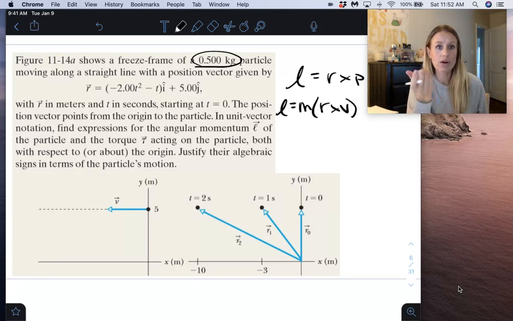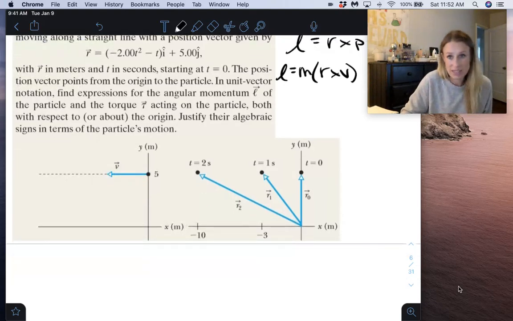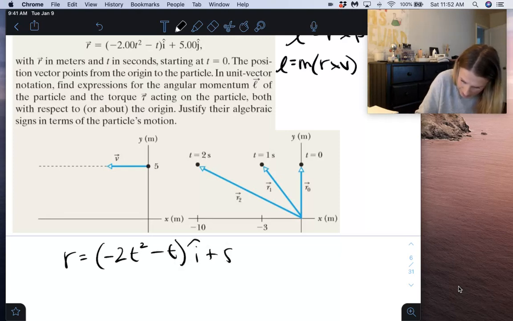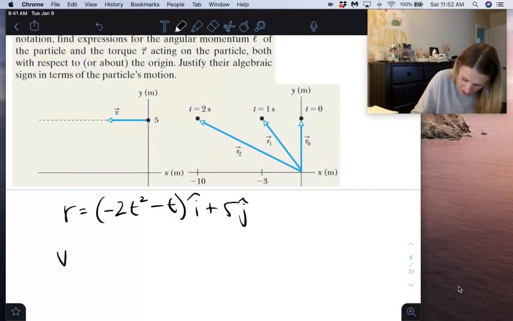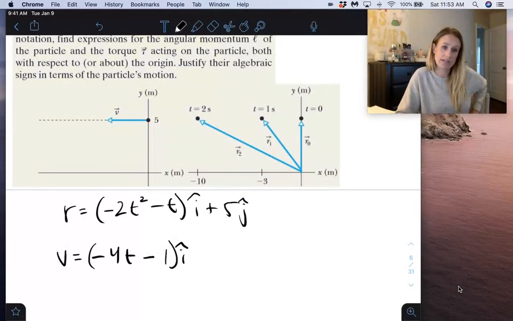So we know mass, we know the position vector r in unit vector notation, and in order to get to the velocity vector v from our position vector r, we need to take the derivative. So r here is (-2t squared minus t) i hat plus 5 j hat. The velocity vector is just the derivative of this first equation, and what we end up getting is (-4t minus 1) i hat plus 0 j hat. So that's our velocity vector.